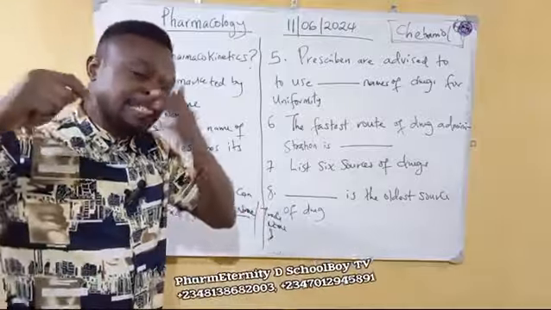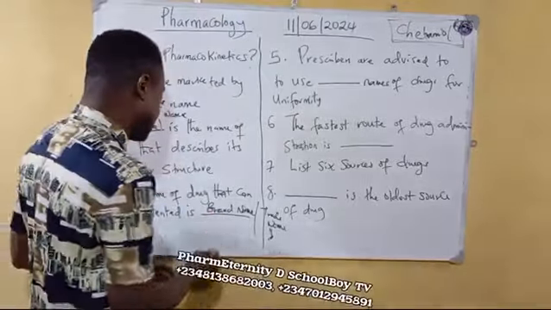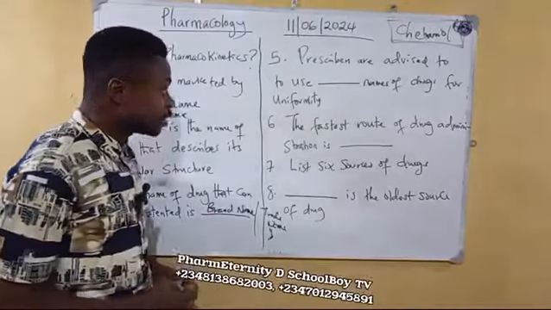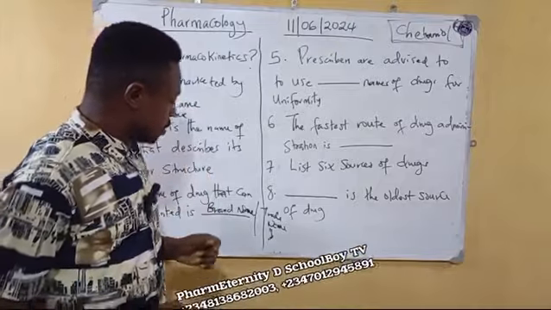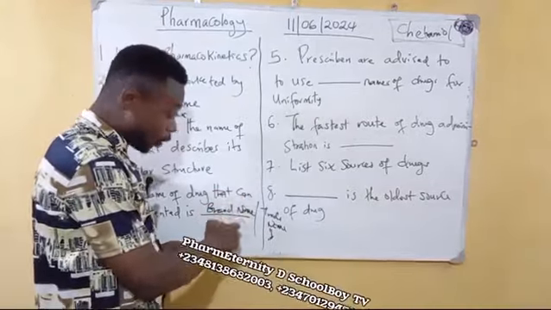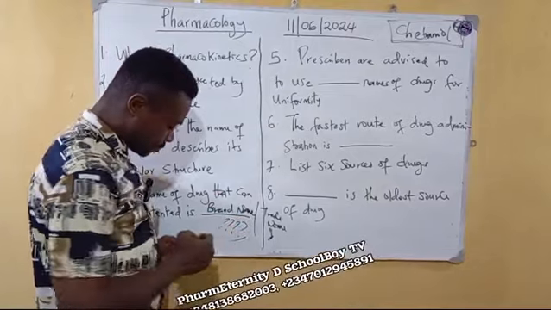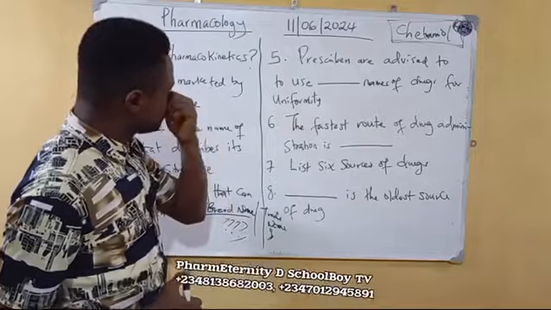But actually, the name that is patented is what? The brand name is what is patented. So the name is what? The answer is brand name or trade name. But this is basically for the innovator brand. This holds more for the what? Innovator brand. Okay, and now let's continue.